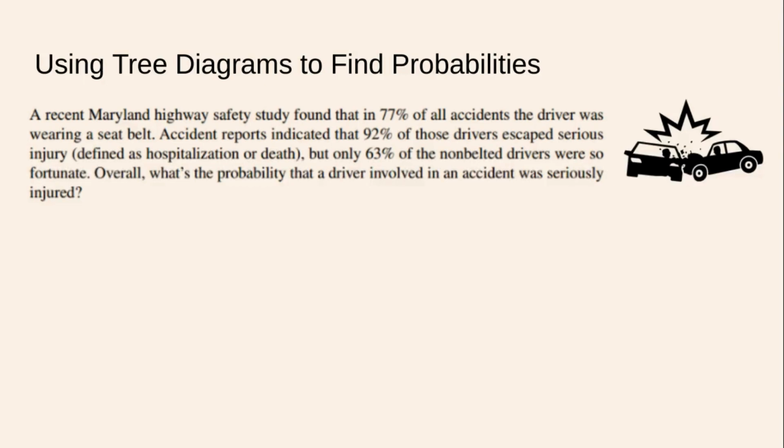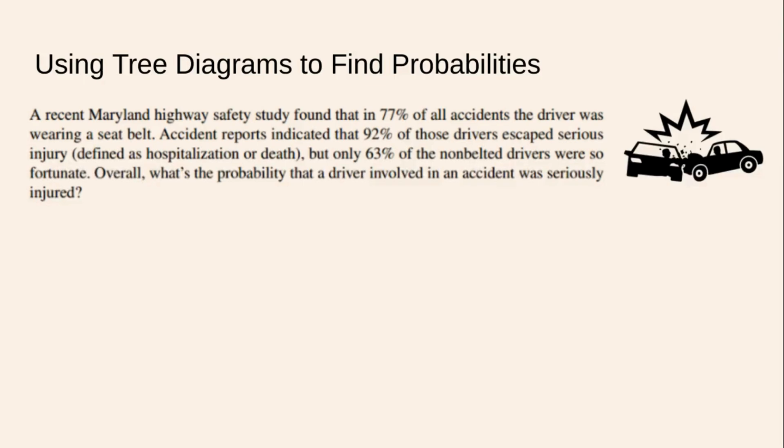Overall, what's the probability that a driver involved in an accident was seriously injured? Now note, there are two ways in which you can get seriously injured. You get in an accident and you are wearing a seatbelt, or you're in an accident and you're not wearing a seatbelt. And we need to consider both possibilities. This implies both an or and an and. So there are two ways in which you can get seriously injured, hospitalization or death. And so there's a bit of or involved. But there's also some conditional probability, because whether or not you wore a seatbelt changes the odds of serious injury.